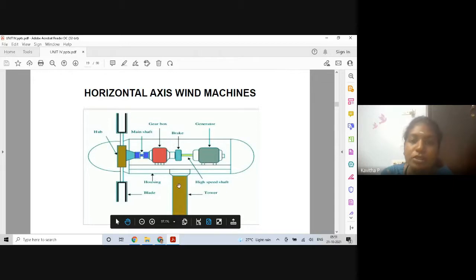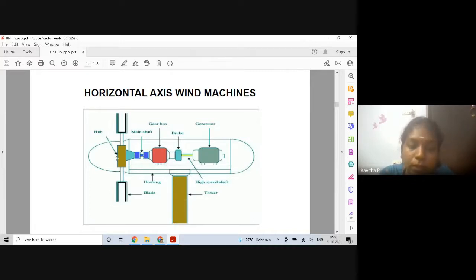The supporting structure should have very high mechanical strength, so that all these components can be mounted over it, and it has the ability to withstand the weight of all the components even when there is very high wind. It is called a horizontal axis wind turbine because the mechanical energy generated by the wind blade rotation is transferred to the shaft over here.